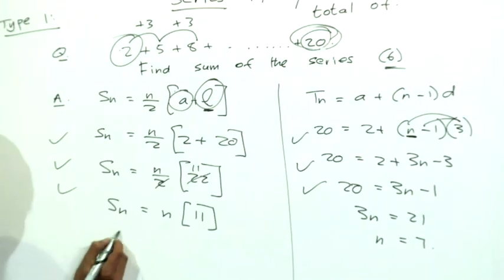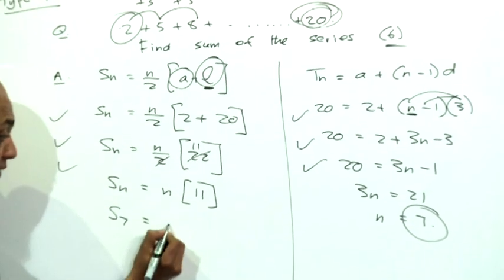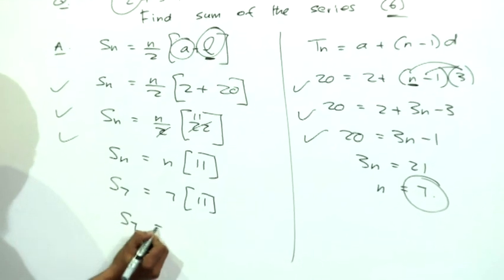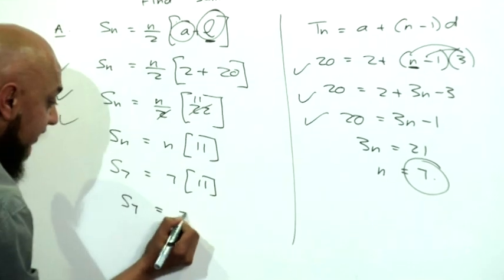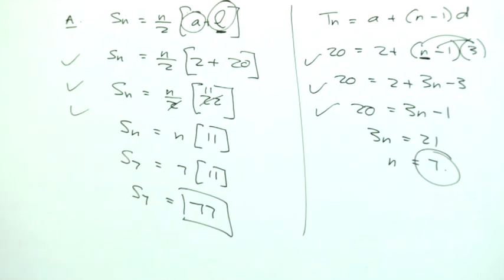So here we go. S7 is equal to 7 times 11, which is 77. Guys, that's your final answer, and this would be type 1.